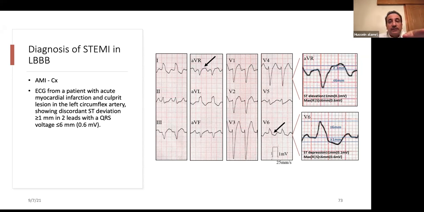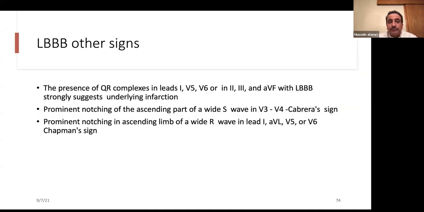So these criteria help you in increasing the sensitivity or in ruling out MI. So you look at the leads with low voltage, less than 6 millimeter, and you apply the rule of 1 millimeter in relation to the beginning of the QRS. Most of the time, you cannot apply it to the T wave segment because it's always hectic in left bundle branch block. What are the other signs of left bundle branch block?